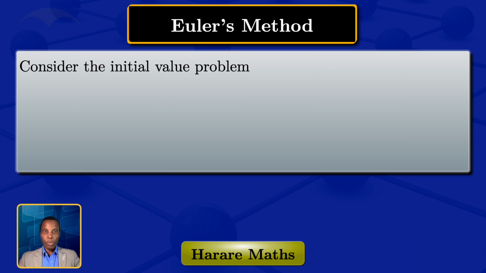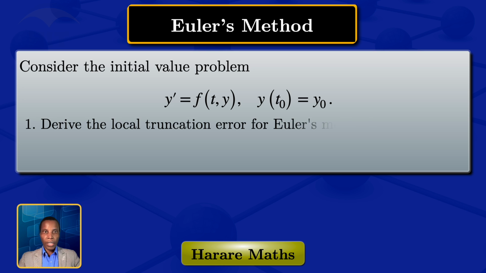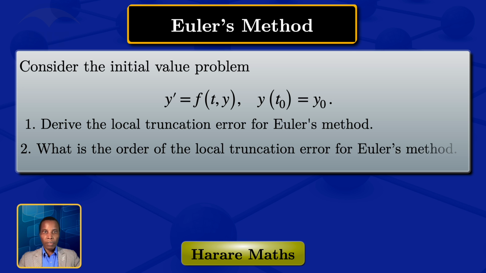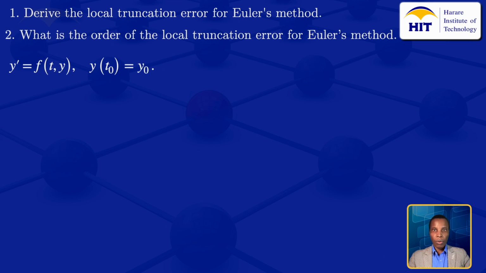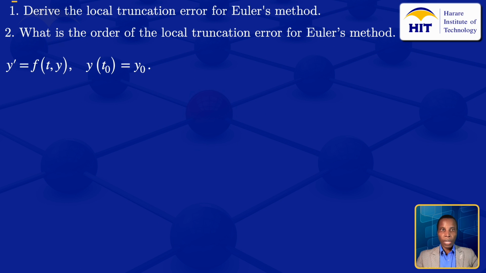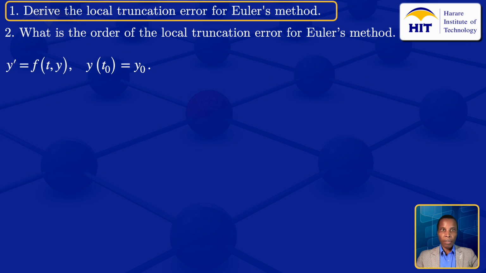Consider the initial value problem y prime is equal to f of t, y, subject to the initial condition y at t naught is equal to y naught. I'm going to derive the local truncation error for Euler's method and then go on and find the order of the local truncation error for Euler's method. So we have that ODE there. I'll start by looking at the first question here, deriving the local truncation error for Euler's method.